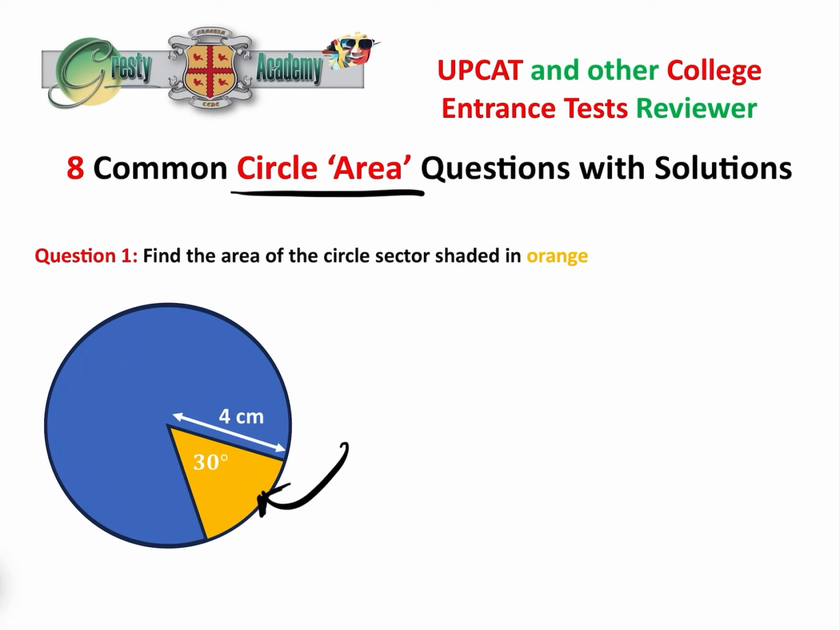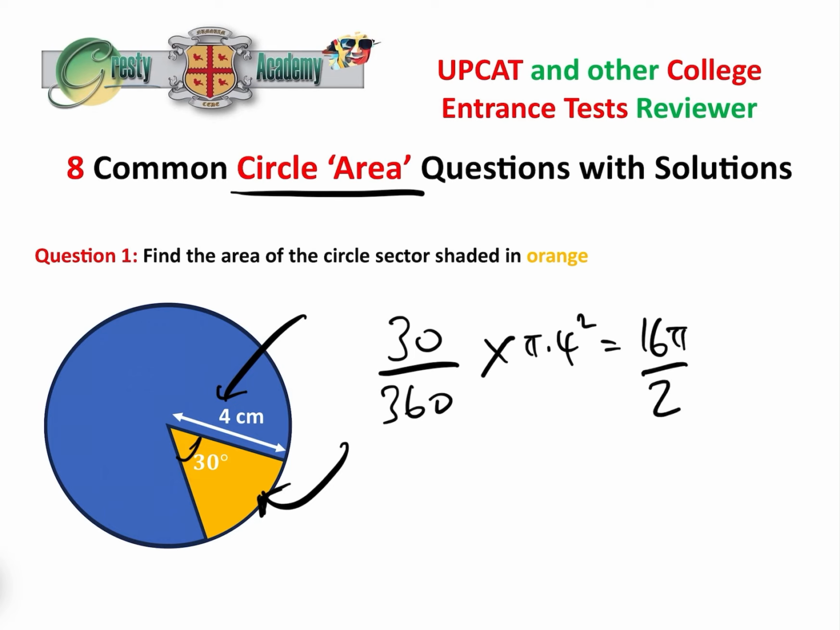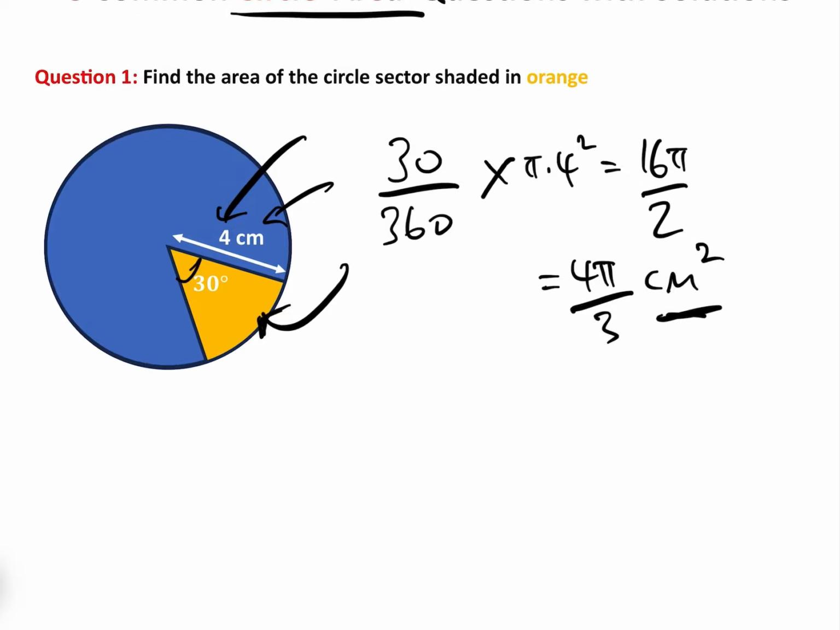If anybody wants to do that question, I'll just pause the video now. Okay, so this is pretty much as basic as it gets. We know there's 360 degrees in an entire circle, and this is 30, so the area of the circle sector shaded in orange is 30 over 360 times the area of the whole circle, which is pi times 4 squared, which equals 16 pi over 12, which equals 4 pi over 3 centimetres squared. Remember, this is centimetres, so the area is centimetres squared. Okay, that's a nice easy start.